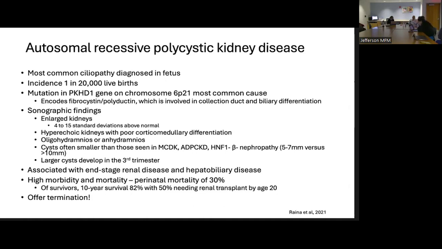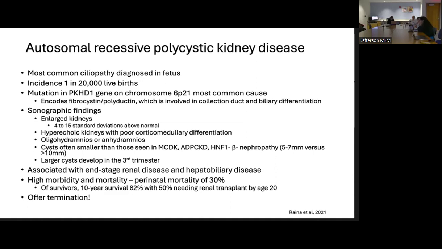Autosomal recessive polycystic kidney disease. This is the most common ciliopathy diagnosed in fetuses. The incidence is 1 in 20,000 live births. The mutation is in PKHD1, which is on chromosome 6p21. This is the most common cause. There are a number of other causes, but this is the most common. This gene encodes fibrocystin and polyductin, which is involved in collecting duct and biliary differentiation.